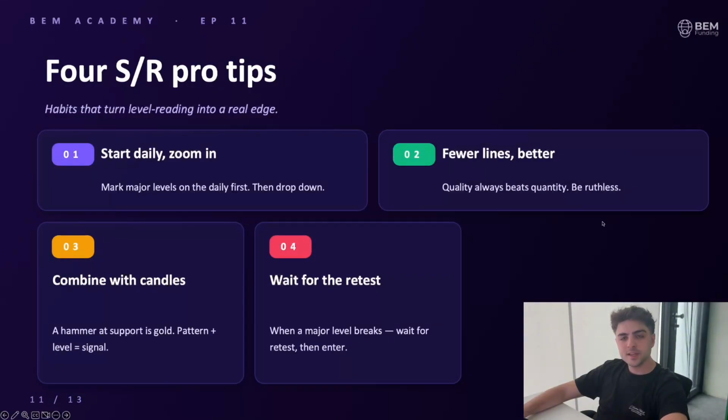Here are 4 pro tips to lock in. 1. Start with the daily chart. Mark the major levels, then zoom in. 2. Fewer lines, better trades. Quality always beats quantity. 3. Combine support and resistance with candle patterns from episode 10. A hammer at support is gold. 4. When price breaks a major level convincingly, expect role reversal. Wait for the retest, then enter.